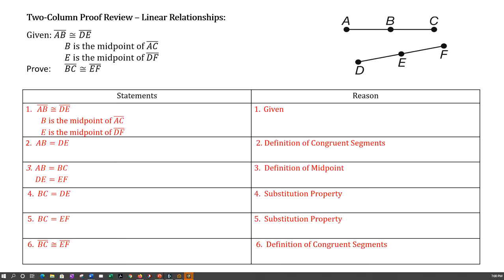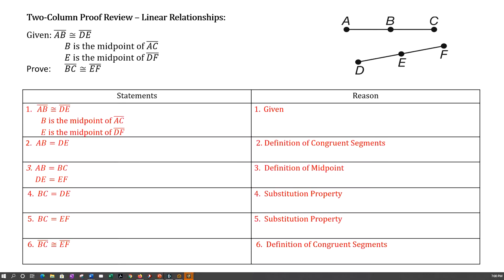Our next statement is going to be AB equals DE, the measure of AB equals the measure of DE, because that's our definition of congruent segments, where we were told that line segment AB was congruent to segment DE. We're able to say that their measures are equal.